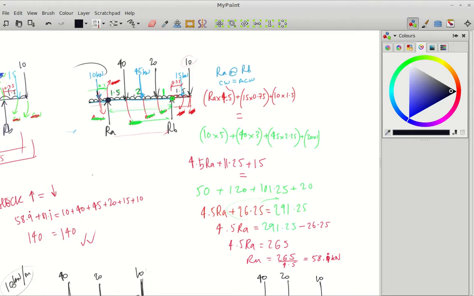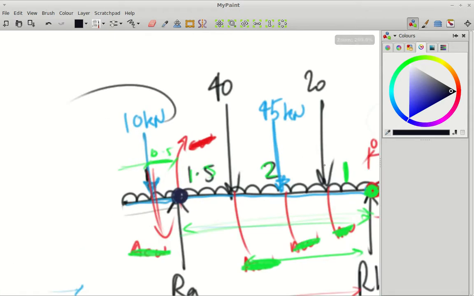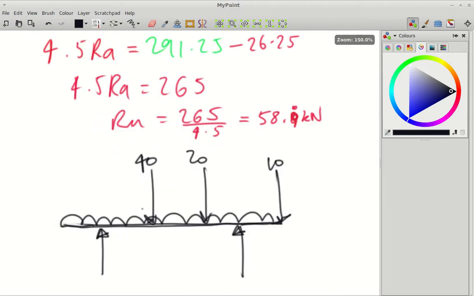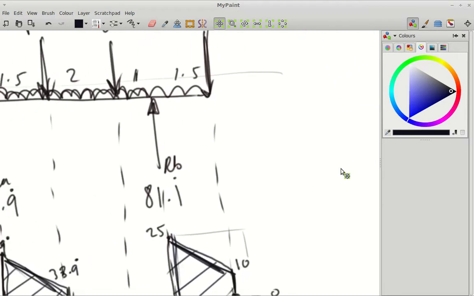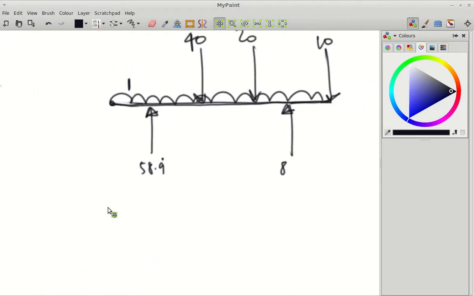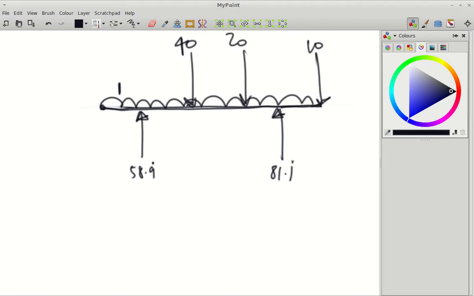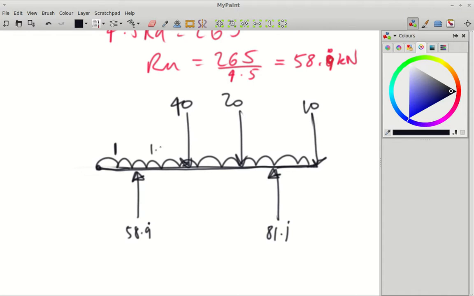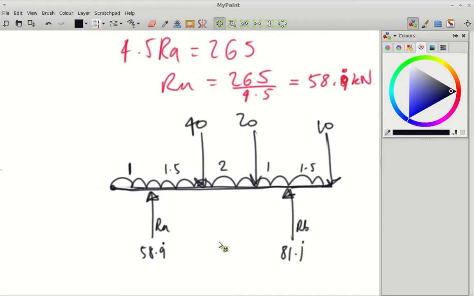To work out bending moment, when we worked out the reactions, we had to put in these equivalent point load values for the UDL. I'm just going to put the distances in again. It's 1 meter between the edge and RA, and RA was 58.9 recurring, and RB was 81.1 recurring. It was 1.5 meters between RA and 40. It was 2 meters between 40 and 20. It was 1 meter between 20 and RB. Then it was 1.5 meters between RB and 10.